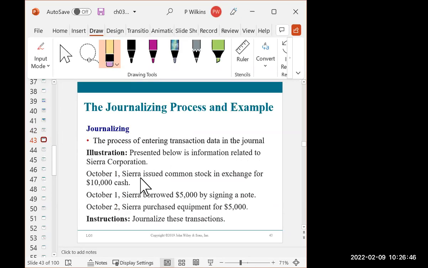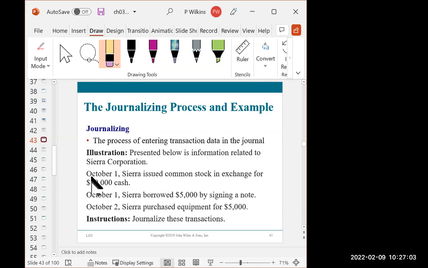So we're going to do an example here of the journalizing, and I'm going to describe to you the method that I use to teach it and the method that I have found in all my years of teaching this since 1999 that works the best for people, okay?